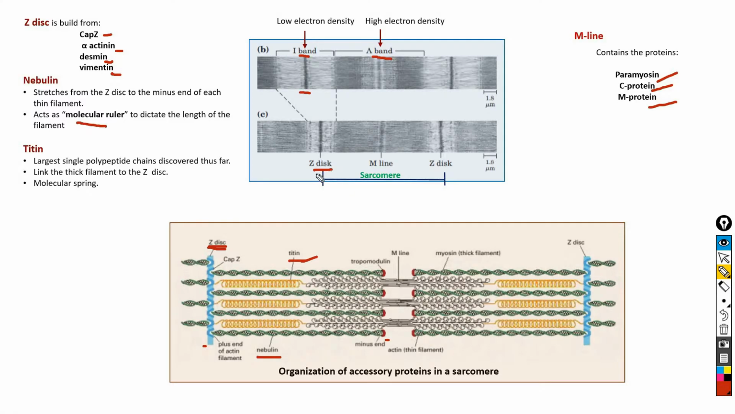I band is bisected by Z disc, whereas A band is bisected by M line. The Z disc is built from CapZ, alpha-actinin, desmin and vimentin, whereas M line contains the protein paramyosin, C protein and M protein. And the precise length of thin filament is determined by one of the template proteins, nebulin, whereas the thick filaments are positioned midway between the.